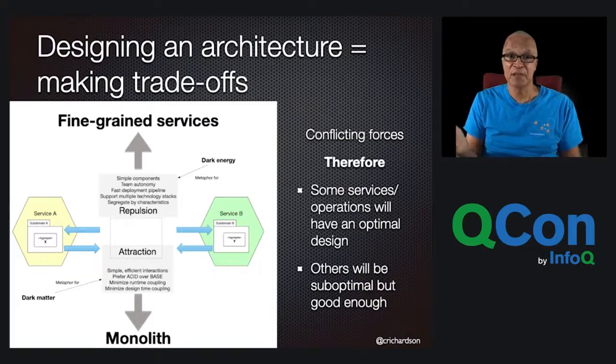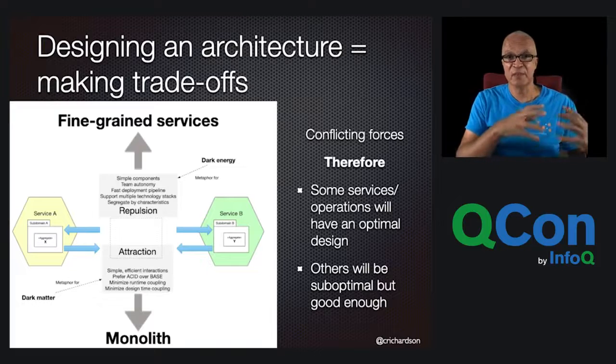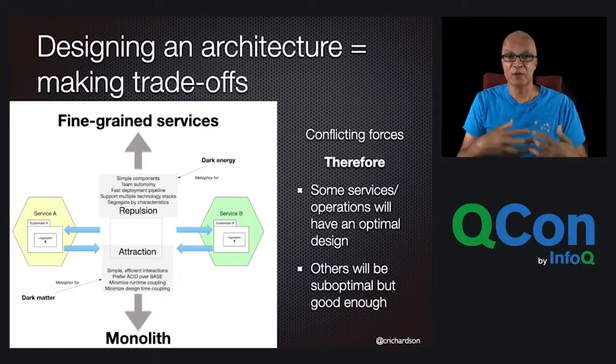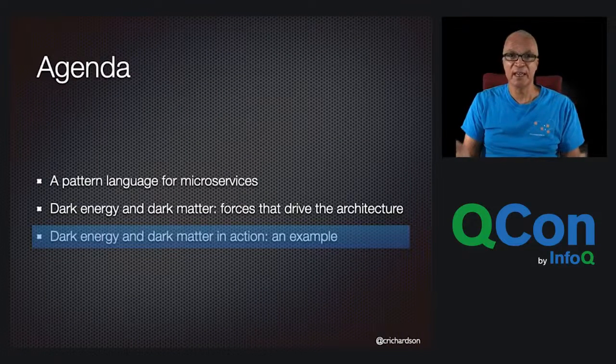Some operations, as a result, will have an optimal design, whereas others might have a less optimal design. It's important to design your architecture starting with the most critical operations first so that they can have the optimal design. The less important operations might perhaps have lower availability or higher latency. You must make these trade-offs. Now that you've had a tour of the dark energy and dark matter forces, I want to look at how well the monolithic architecture and the microservice architecture resolve these forces.